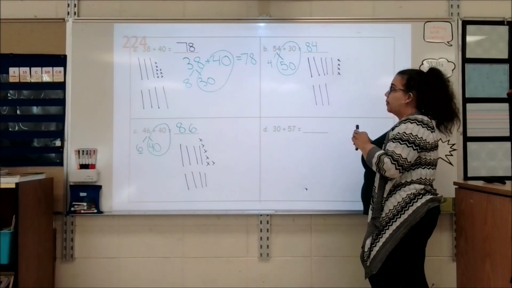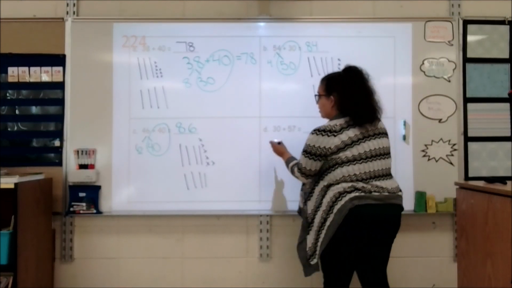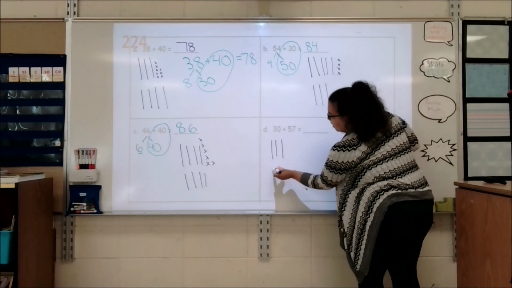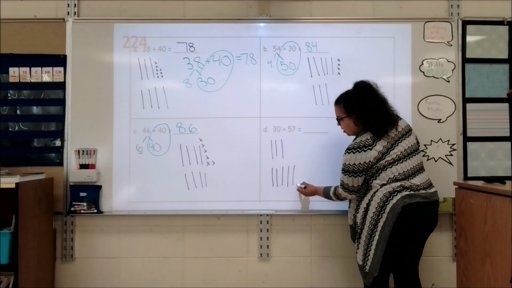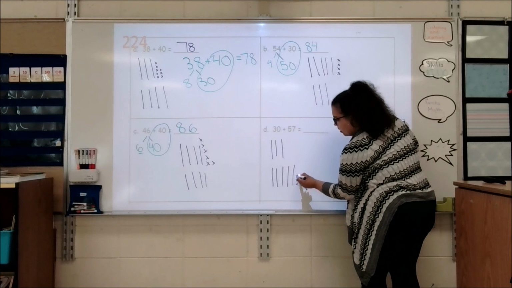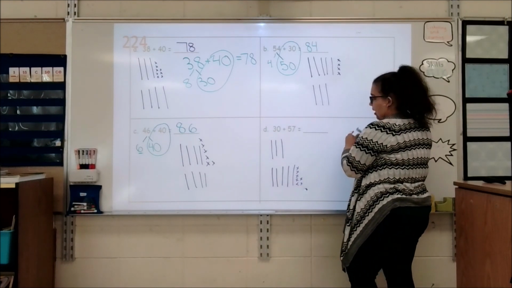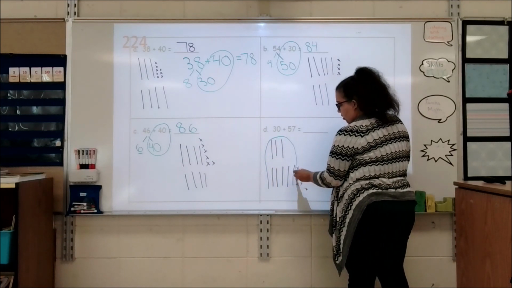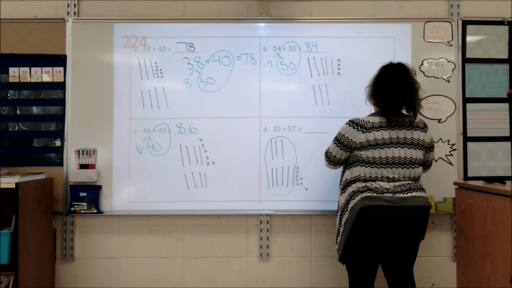All right, let's do one more, and then I'm going to let you try it on your own. This time, let's draw the picture first. So 30 is 3 groups of 10, and 57 is 5 groups of 10, and 7 ones. So we know the process is to put our 10s together, our 3 10s and our 5 10s together. 5 10s and 3 10s is 8 10s.